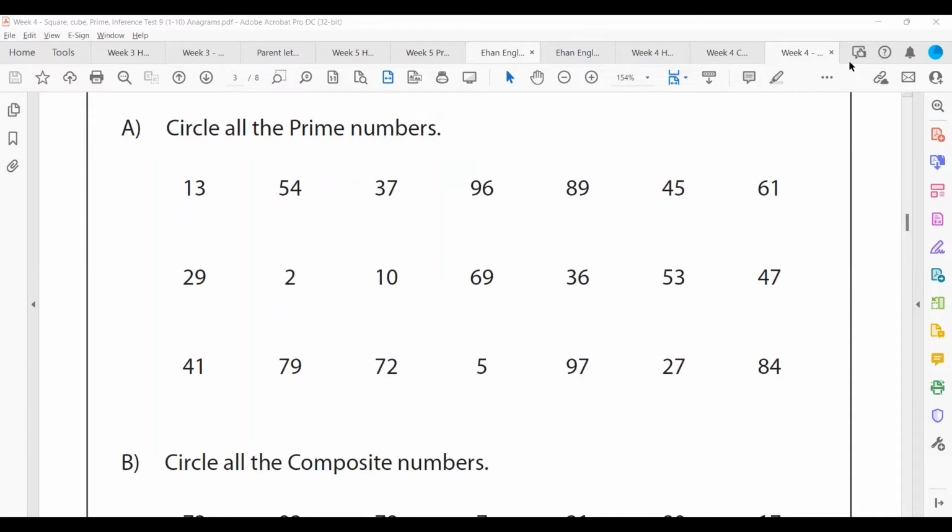To identify whether a number is prime, you need to remember the following things. The first thing you need to remember is all prime numbers have only got 2 factors: 1 and themselves. So 1 and itself will be the only factors of a prime number. So all prime numbers have only 2 factors, 1 and itself. And for that reason, 1 is not a prime number. 1 has only got 1 factor, so it is not a prime number.